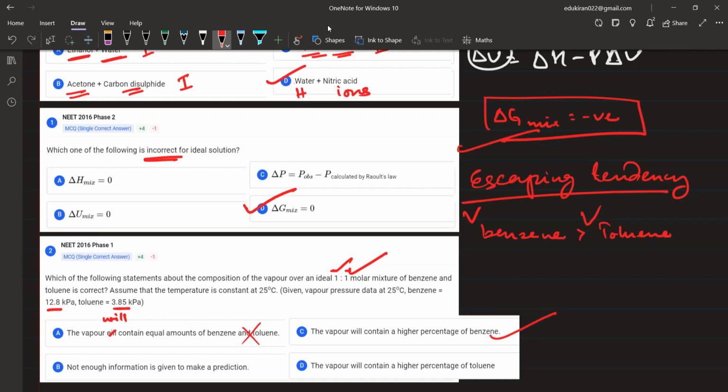ये तो गलत बात है भाई. Information सारा कुछ है यहाँ पे, है ना? Yes, option C is correct. The vapor will contain higher percentage of toluene. No, that is wrong.